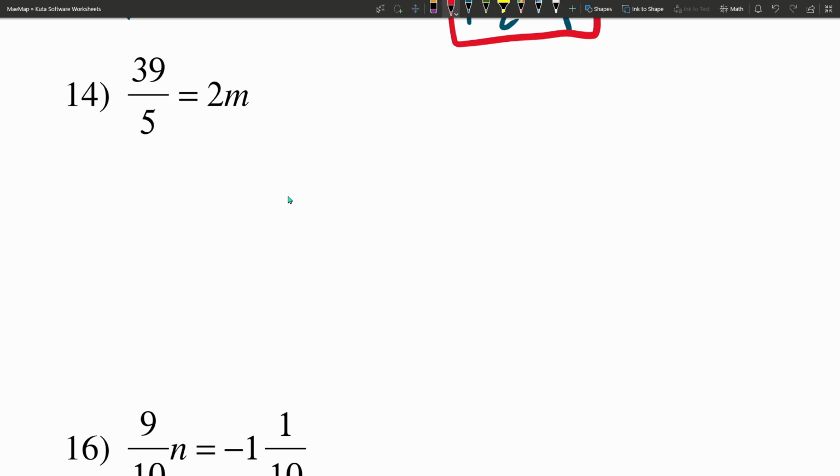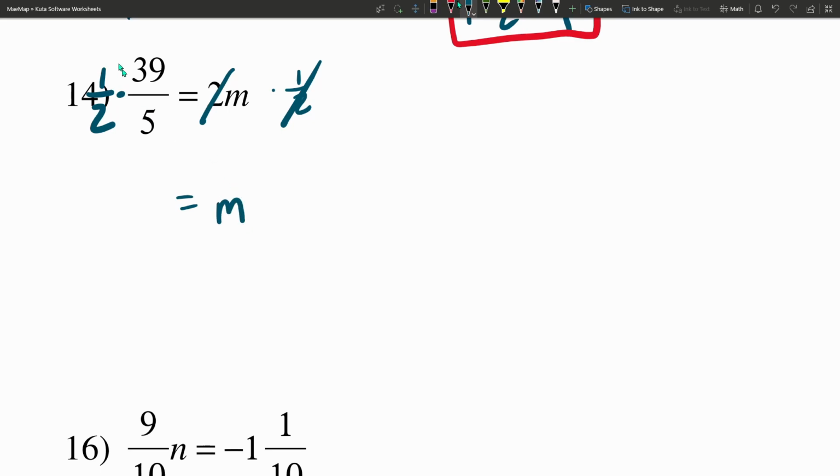Moving on to number 14, 39 over 5 equals 2m. All I have to do is divide by 2. But look, dividing by 2, if you want to think of that as 2 over 1 times 1 over 2, same thing. Dividing by 2 is the same as multiplying by 1/2. So technically, we did multiply by the reciprocal. So I'll write this as multiplying by 1/2 because we're working with a fraction on the left-hand side as well, so it's going to be easier to see. Again, 2 divided by 2 is equal to 2 times 1/2. 2 times 1/2, 2 over 2, that's 1.